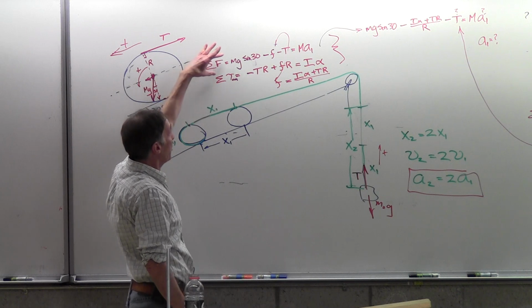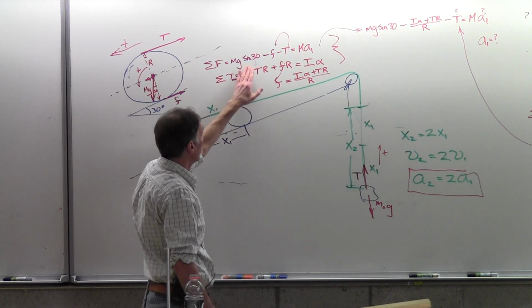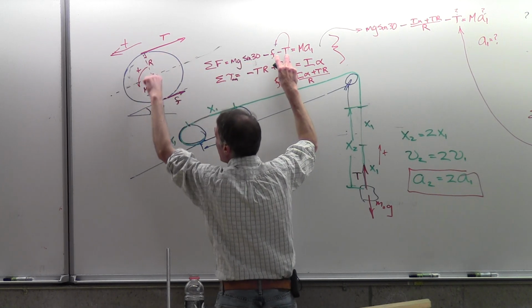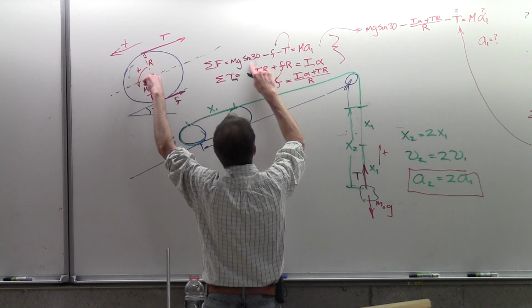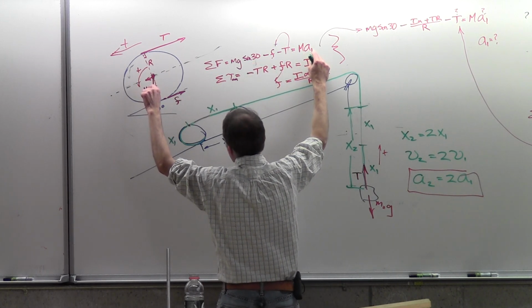We do have the sum of the forces. We've got F equals ma. That's all three of these forces. This force, and a little component of gravity down the incline. That is equal to mass times acceleration.